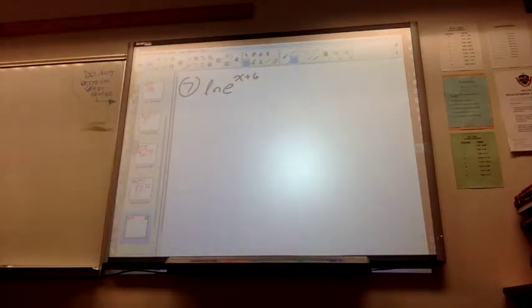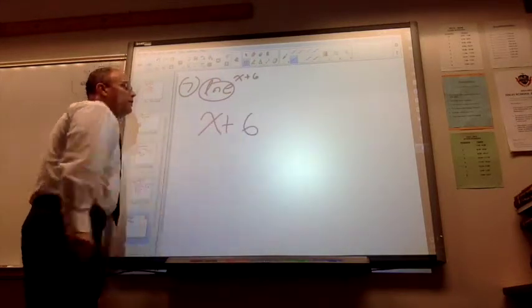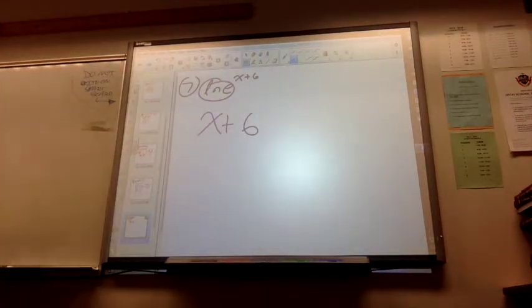Alright, number 7. Natural log and E are inverse operations of each other, right? So what's the answer? Yeah, that cancels out, so I get x plus 6 and we're done. It's not equals, it's just whatever the exponent would have been. Is that right? May I move on? So natural log and E cancel each other out. They're the key to unlock. They unlock each other.